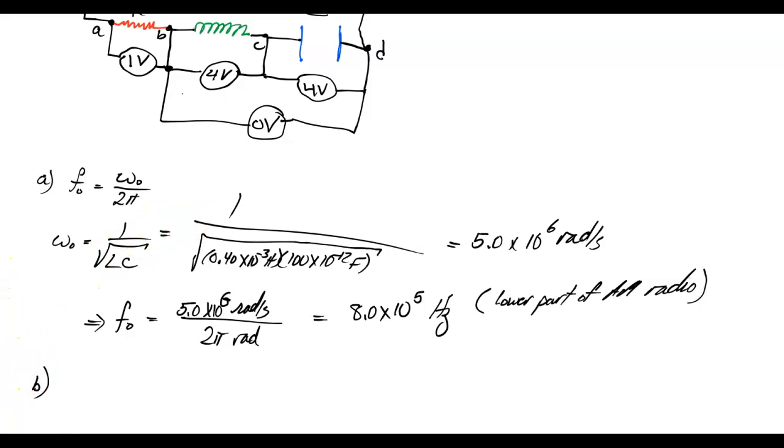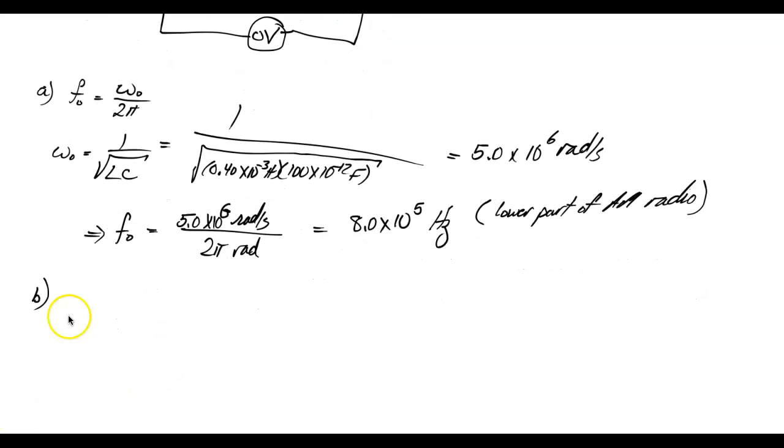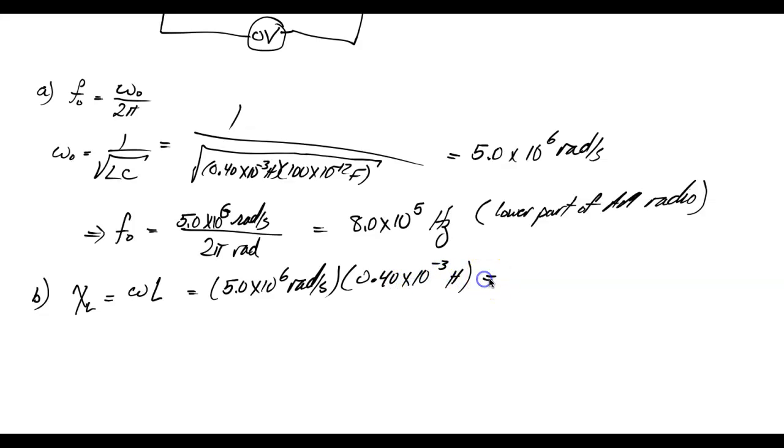Part B asks for the inductive reactance, the capacitive reactance, and the impedance. So X sub L, if you remember, was omega L, which means this is 5.0 times 10 to the 6th radians per second times L, which is 0.40 times 10 to the negative 3 henries, or 2,000 ohms.